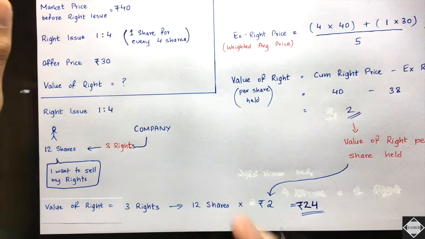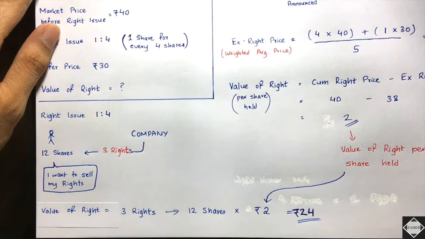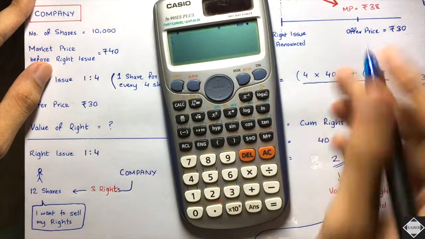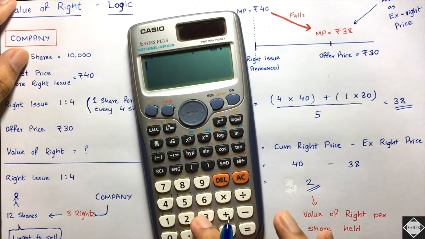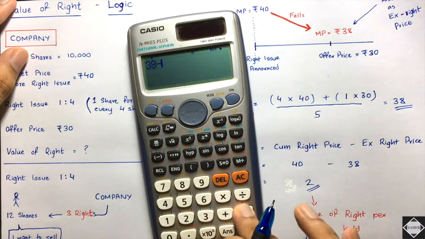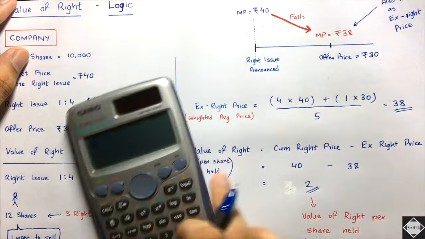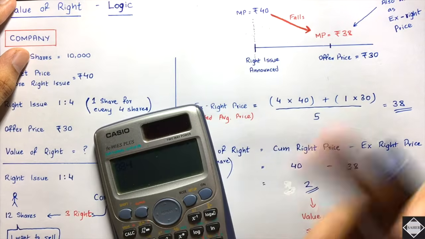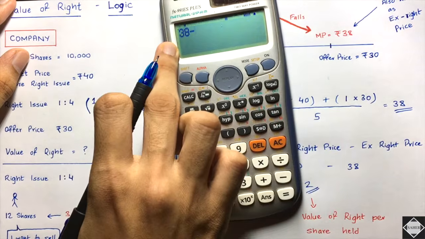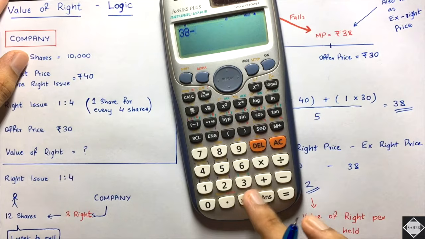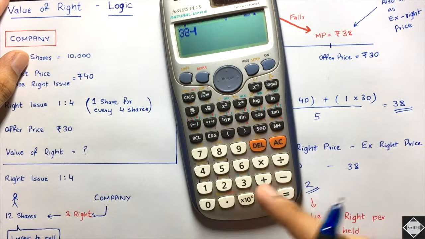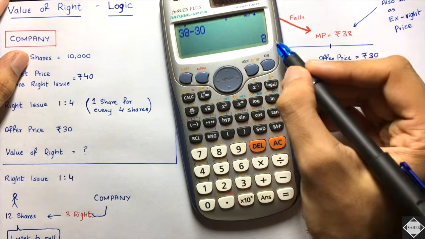Now let me show you another way of doing this. See, what you could also do is take the x right price, which is 38, minus the right price. Not this formula, a different formula I'm saying. See here, x right price minus offer price, that is 30, and that will give you 8 rupees.